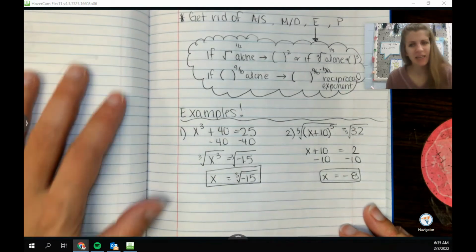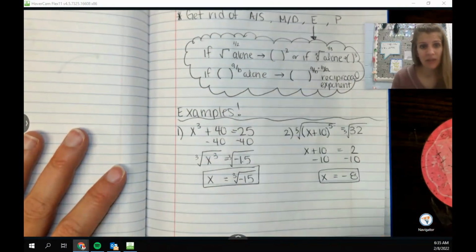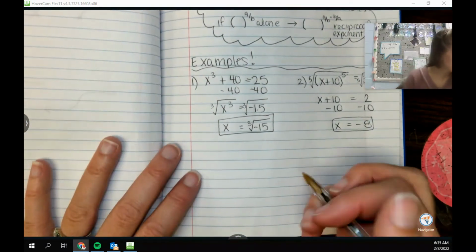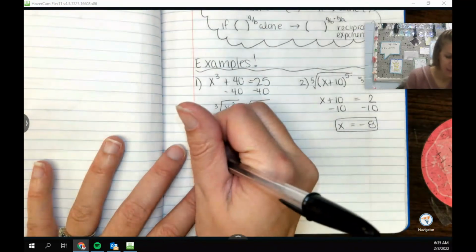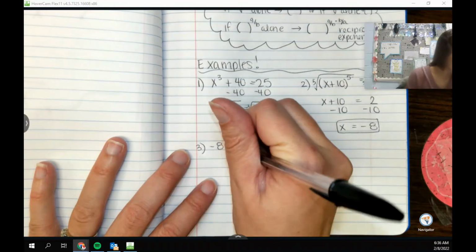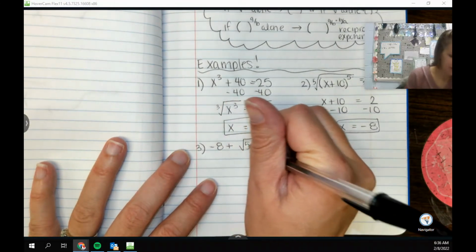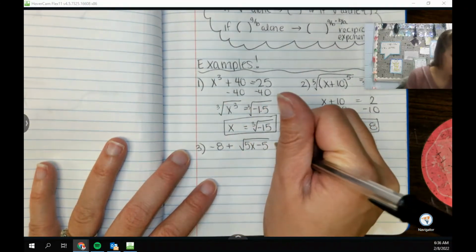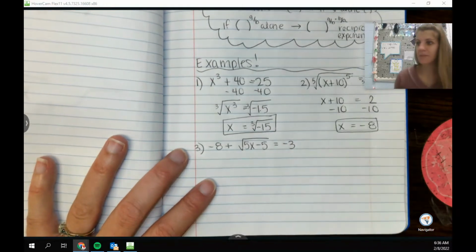So those are kind of like easy examples, not really the new things we were talking about. Let's jump into some new stuff. So let's say, for example, we had negative 8 plus the square root of 5x minus 5 equals negative 3.